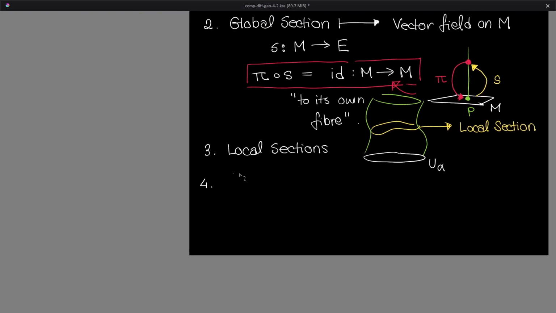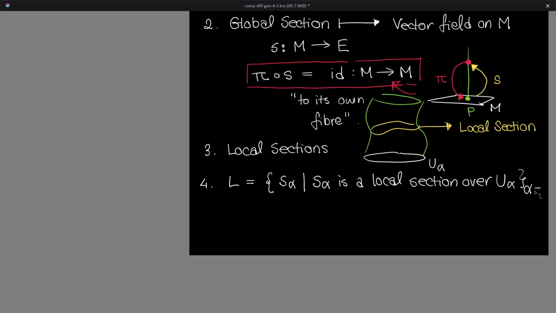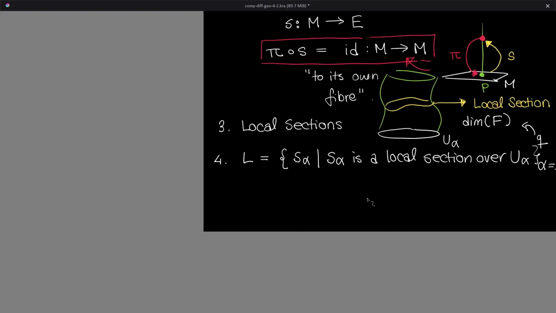So then we took a set of these local sections, let's call them S alpha, where alpha is an index. Each of these S alphas is a local section over U alpha, where alpha is an index that's going to run from 1 to Q, where Q is the dimension of the vector space F, of the fiber. So what does the local section tell us?